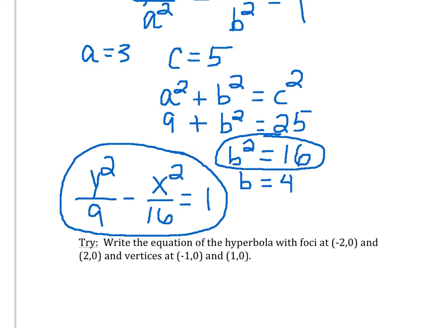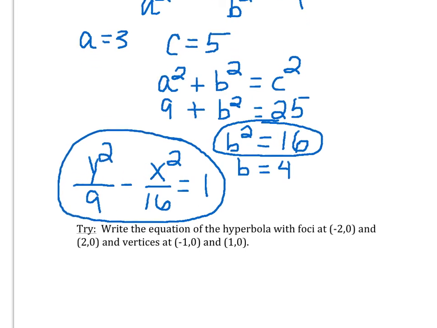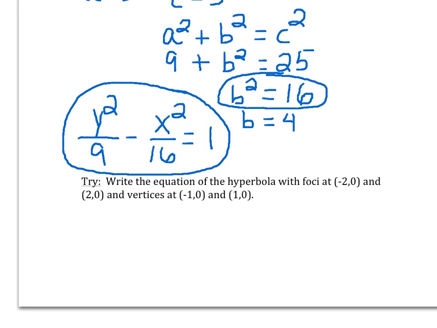All right, so now I think you're ready to try one on your own. Scroll down a little bit more here. And your try problem is, write the equation of the hyperbola with foci at (-2, 0) and (2, 0), and vertices at (-1, 0) and (1, 0). So I'm going to give you an opportunity to try that. I'm going to write down here in a few seconds what the answer is to this problem so you know if you got it right and if you're on the right track.